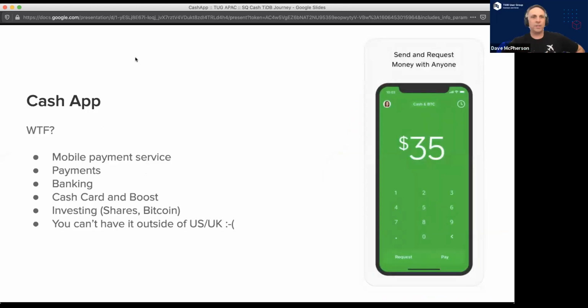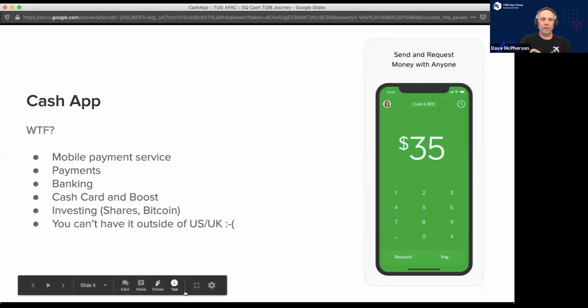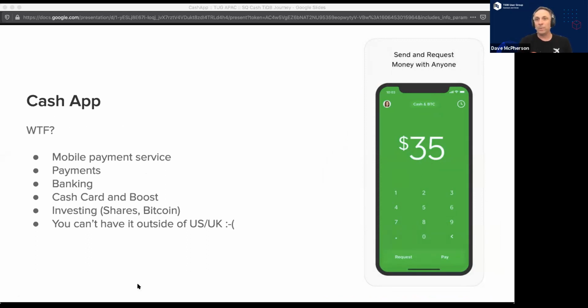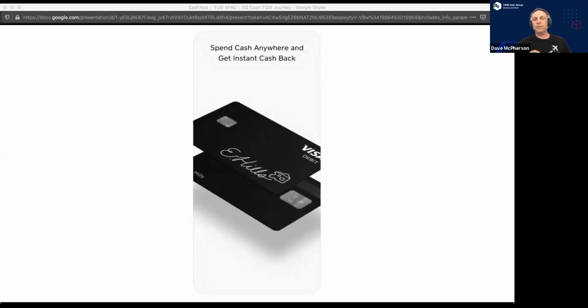Great. So we thought we'd start with what on earth Cash actually is. For most folks, it's not available. It's only available in the United States and the United Kingdom at the moment. So we thought we'd give you a little bit of a rundown on what it can do. It's effectively a mobile cash or payments kind of system.